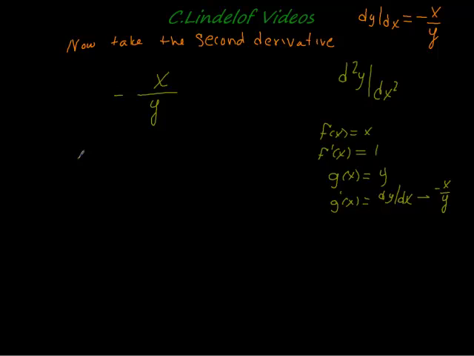So I'm going to start finding this derivative. The second derivative is equal to g of x, which is y, times the derivative of f of x, which is 1, minus the first function times the derivative of the second function, dy/dx, all over g of x squared. G of x was y, so y squared. Right? So far, so good.